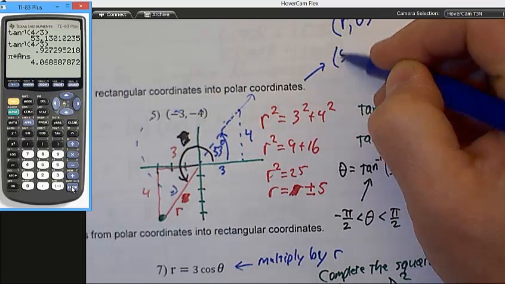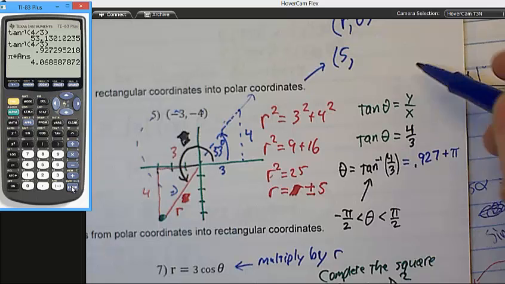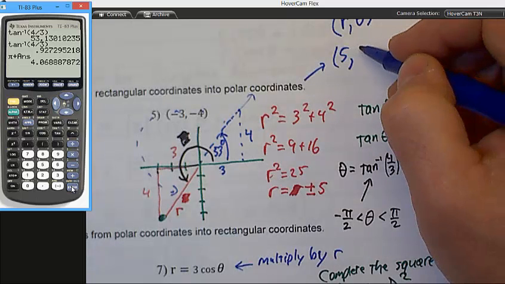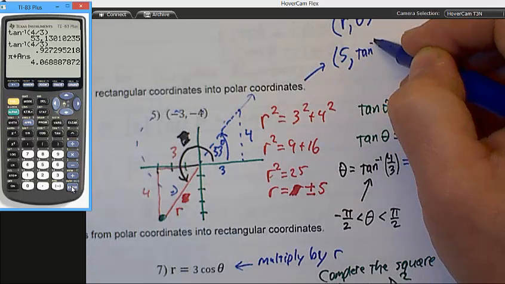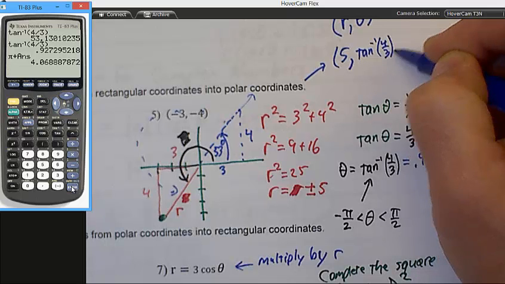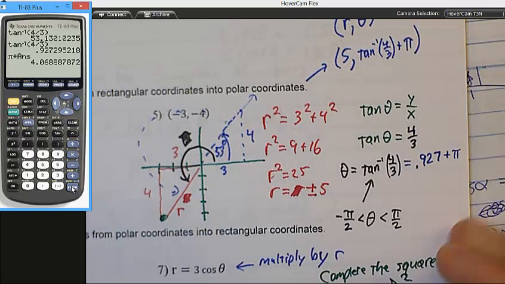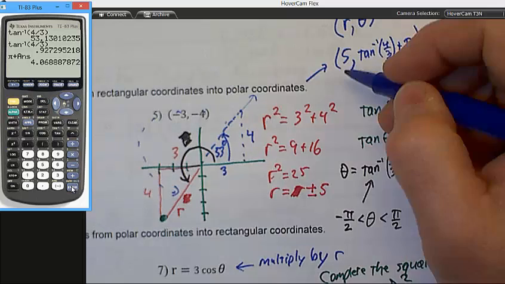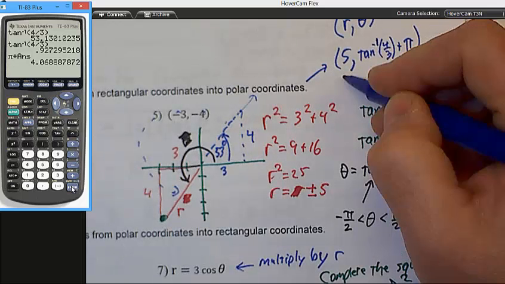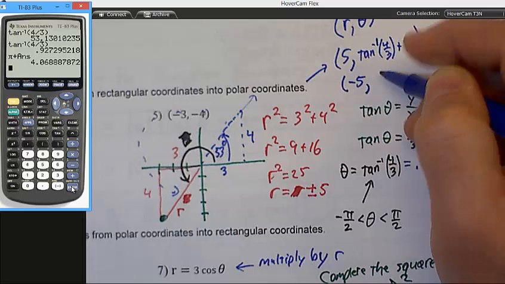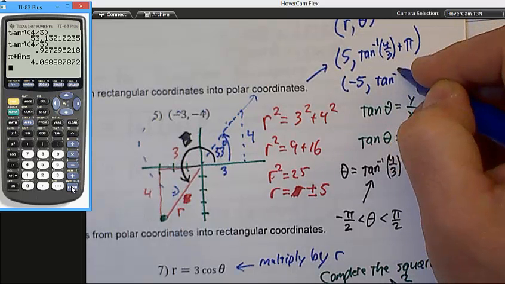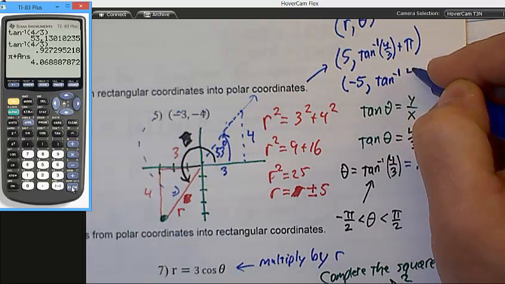So one possible answer, polar coordinates, remember, are supposed to be r comma theta. Some people wrote 5 comma and then something like inverse tangent of 4/3 plus pi. That's one way to do it. Another possible answer would be -5 comma inverse tangent of 4/3.